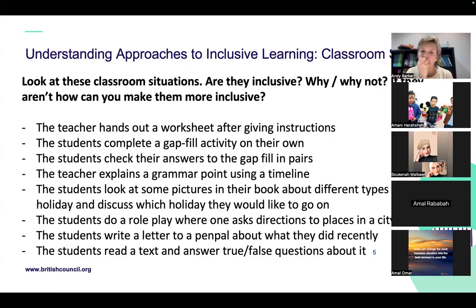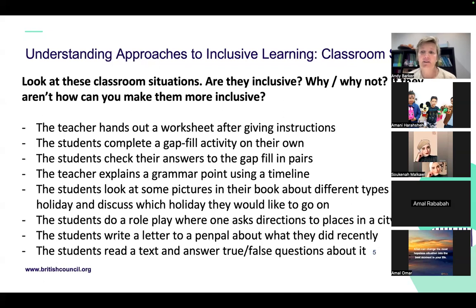Inclusive, number two. It is a gap fill. It doesn't ask them about their opinion, like an open-ended question. So they fill in a gap fill activity on their own. We don't have very much information about this because they could fill it in on their own. Then what could they do? I will give them feedback after they have finished the activity.